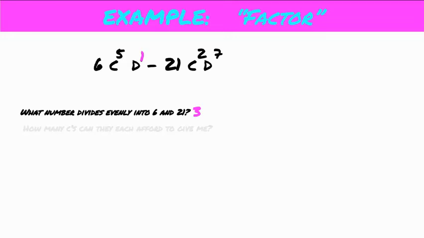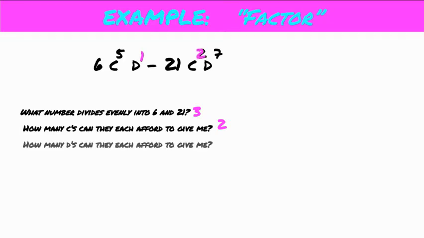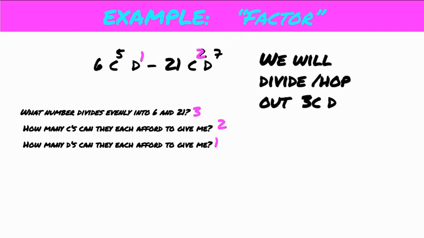So I know I can divide a 3 out of both of those coefficients, or both of those lead numbers in each term. But then I see c's in both of them, and I say, well, how many can they each afford to give me? Well, the second term only has 2. So when I'm dividing them out, I grab the smaller exponent, because that's all the second term can afford to give me with those c's. Also, d's are in both, but that first term only has 1. So they can each afford to give me a 1 at most. So we grab the smaller exponent. Notice I'm going to be pulling out a 3 as the number, 2 c's, and 1 d. So we're going to divide out, or hop out, a 3c squared d to the first.